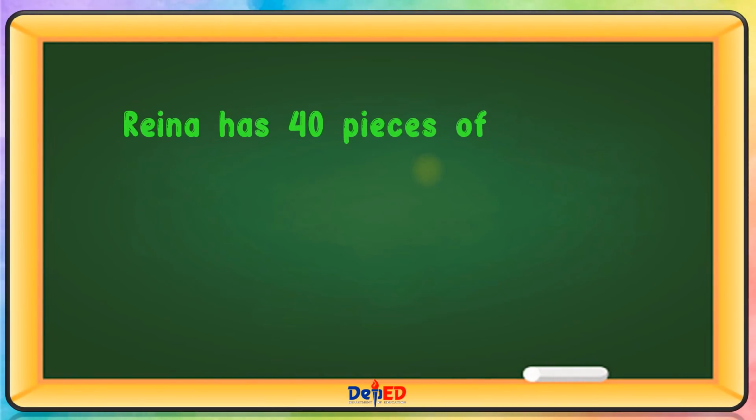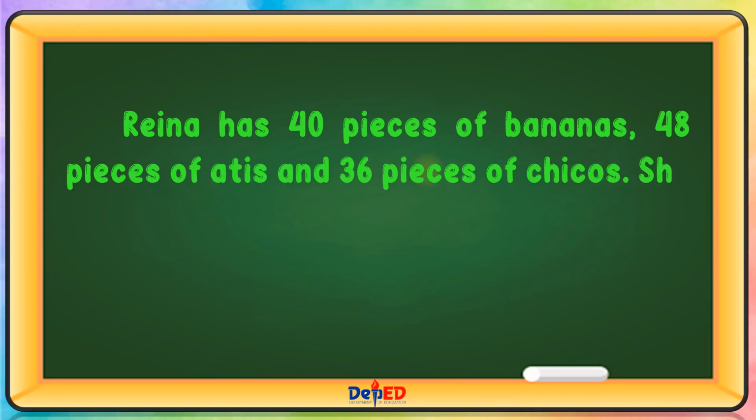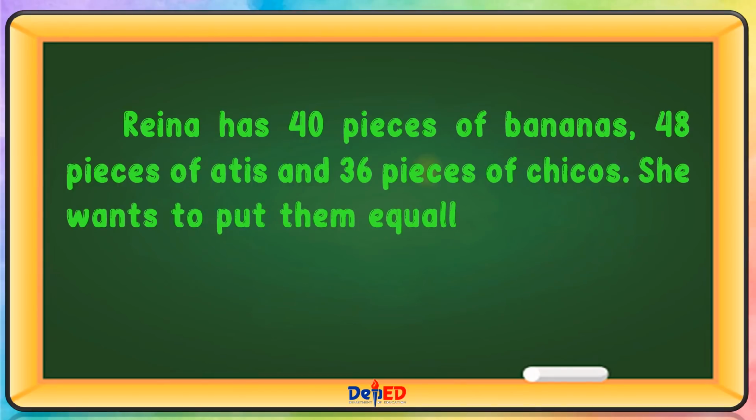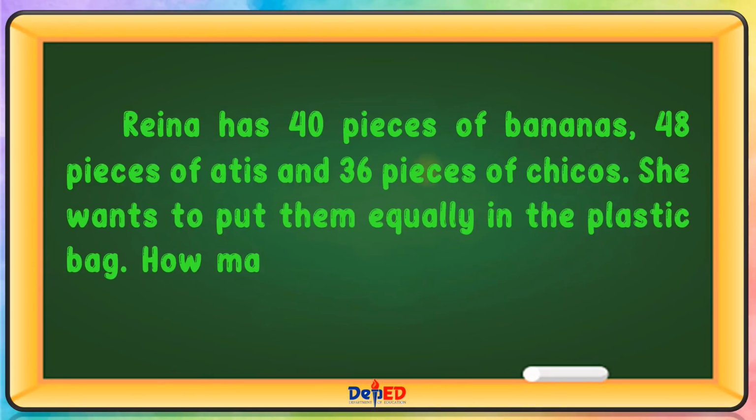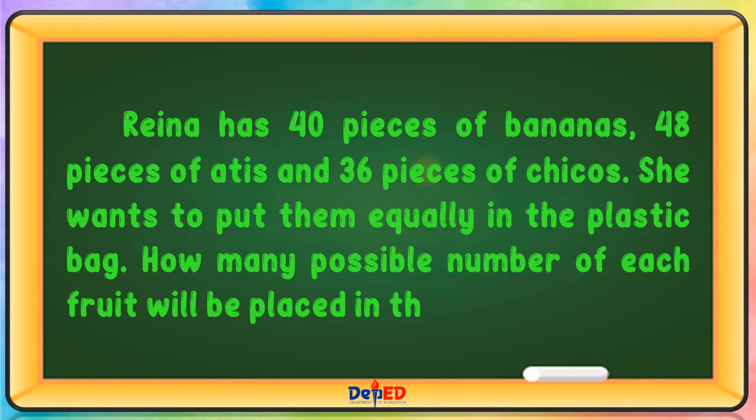Reyna has 40 pieces of bananas, 48 pieces of atis, and 36 pieces of chicos. She wants to put them equally in plastic bags. How many of each fruit can possibly be placed in a plastic bag?